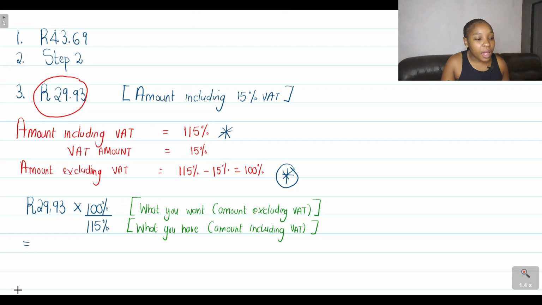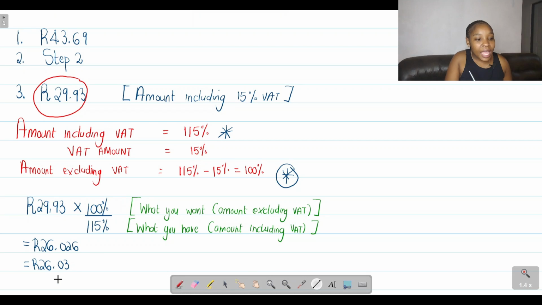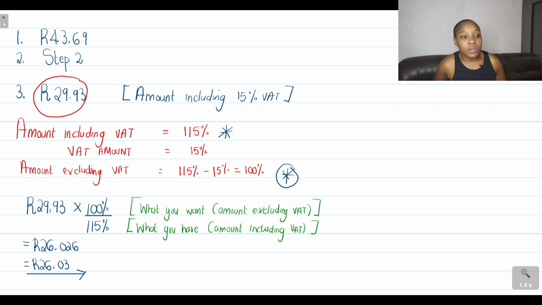And if you punch that into your calculator, you'll get that your amount excluding VAT will be 26 Rand and 0.26 cents if you keep it at 3 decimal places. Let's just round this off to 2 decimal places. It'll be 26 Rand and 0.03 cents. So the tariff amount for level 6 step 1 that excludes VAT would be 26 Rand and 3 cents.